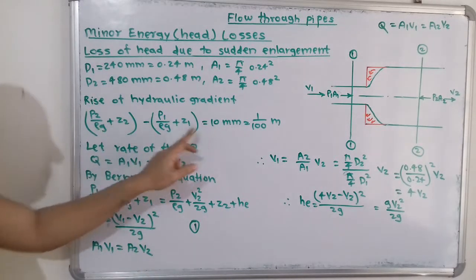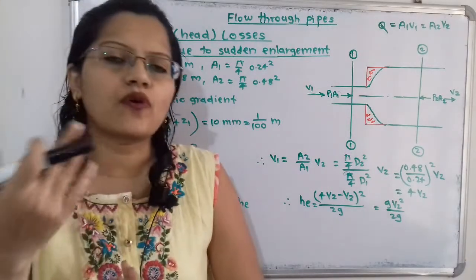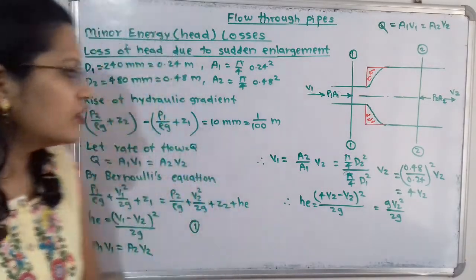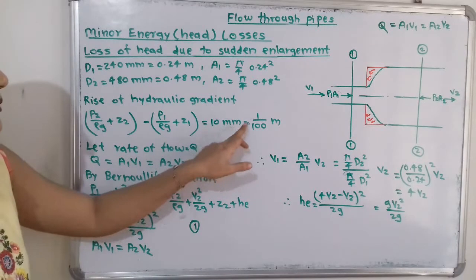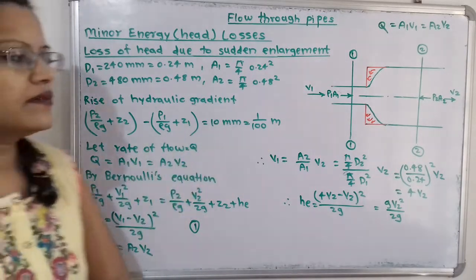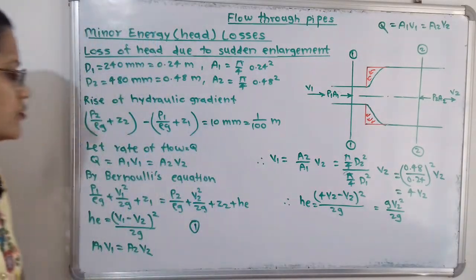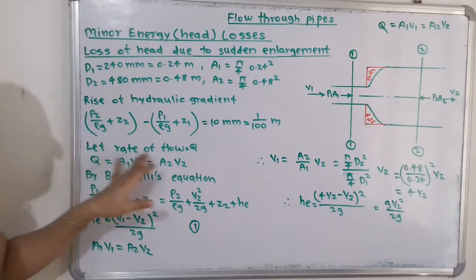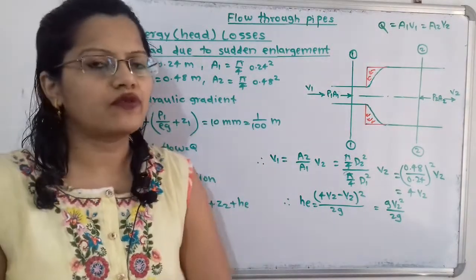So we have to make the bracket, and it is given in millimeter. So what is the standard unit? Meter. So again we have to take 10 millimeter, that is equal to 1 by 100 meter. So now we will consider the rate of flow, that is Q, that we have to find out.